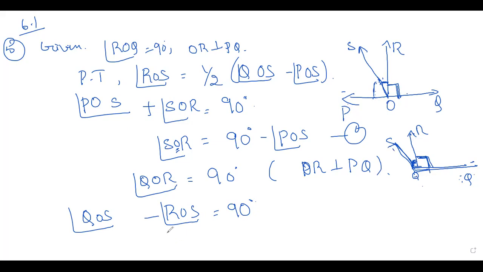So ROS, take QOS minus 90, that is equal to ROS. I'm shifting this to the right hand side. Call it equation number 2.